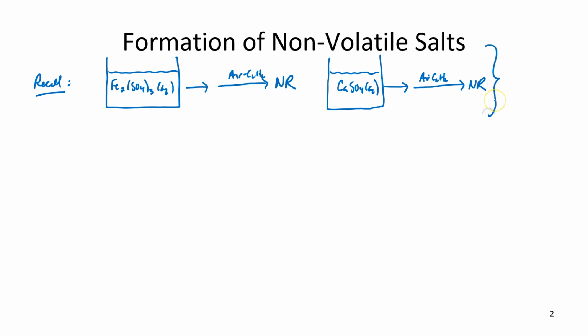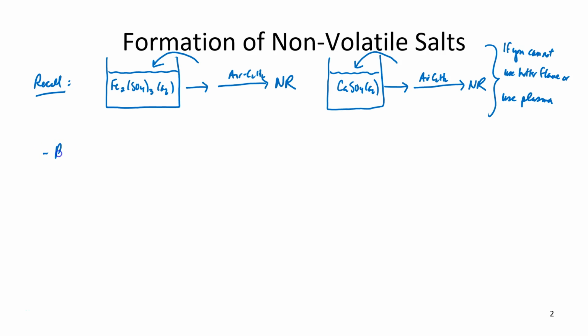So if you cannot use a hotter flame, or if you can't use a plasma, you'll have to modify the sample. You'll have to add something to the sample to disrupt this complex. And there are two things that you could do. You could add a releasing agent. It's something that binds to the sulfate more tightly than calcium, and thereby you can release the calcium.